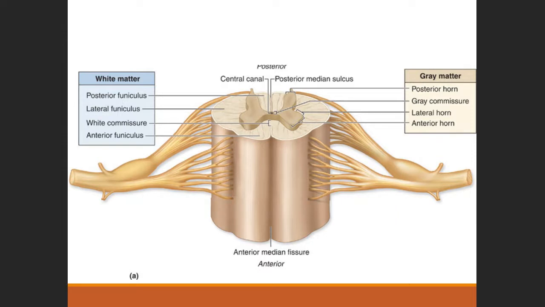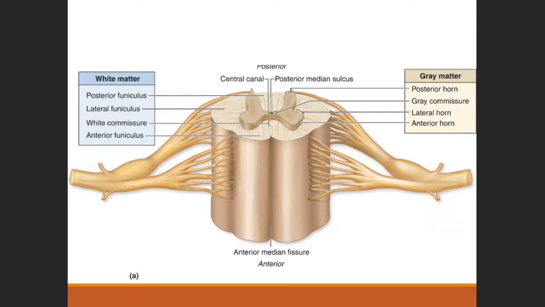So anywhere where we see gray matter, we're going to have cell bodies, like our motor neuron cell bodies that are going to exist out here. We're going to have dendrites, or we may even have unmyelinated axons. Because remember, not all axons contain these myelin sheaths.